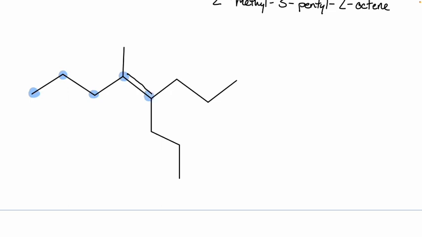Alright, so my parent chain, I got 8 carbons. I got a propyl group and a methyl group. I'm going to number my parent chain. Alright, and so what's sort of unique about this one here is now there is a tie in my numbering scheme, right? Both my red and my blue numbering scheme puts that double bond on carbon 4.